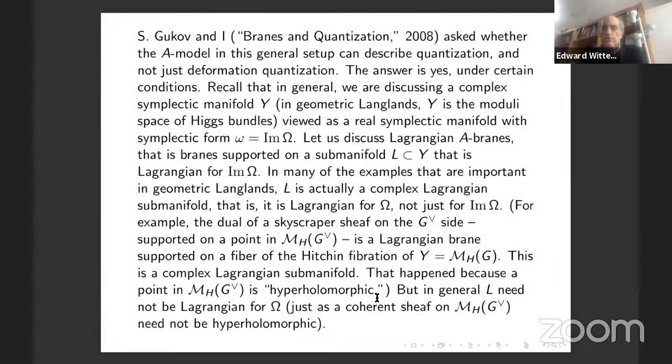So in general, L is not required to be Lagrangian for omega, only for M omega, just as a coherent sheaf on the dual group moduli space is not required to be hyperholomorphic. So actually, the hyperholomorphic ones are highly non-generic. So most objects in geometric Langlands correspond to A-branes that are not supported on complex Lagrangian submanifolds, only on submanifolds M that are Lagrangian for M omega.